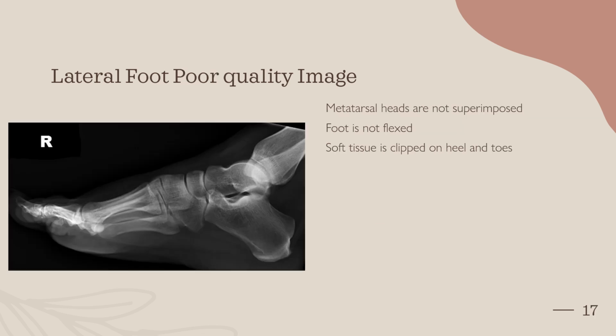A poor quality image. Looking at this image first, we can tell that the foot is not flexed, as we can see by the toes and the fibula and tibia. We can assume that the soft tissue is clipped back here at the calcaneus and the tips of the toes. And then the metatarsal heads are not superimposed, which can be fixed by flexing the foot.